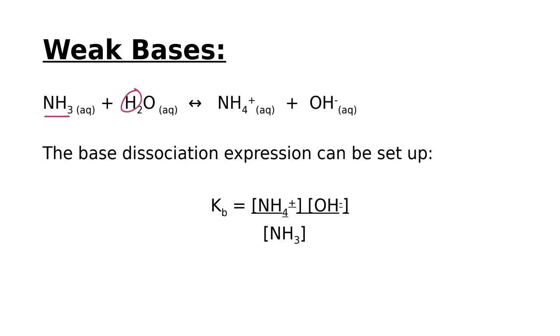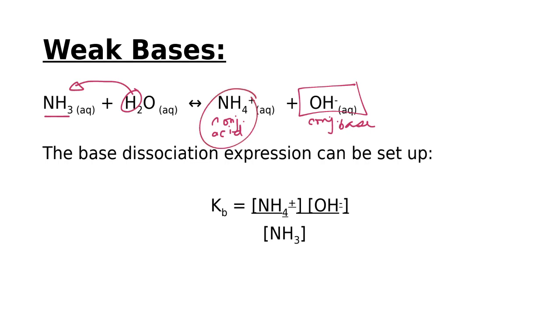It's going to accept one of the hydrogens off of water, and we're going to form a conjugate acid right here. And then we're left with our conjugate base, which is our hydroxide ion. So bases always form hydroxide ion that comes off of water, and the remaining ion is our conjugate acid.